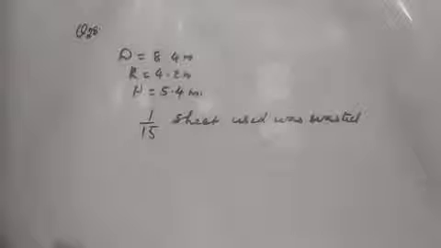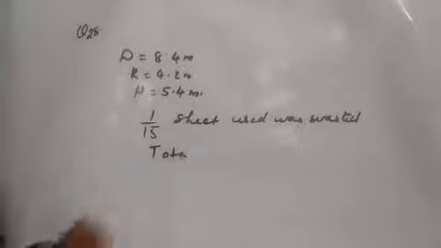What is the area of the sheet required? Yes, we have to find the total surface area of the cylinder plus that 1/15 of the total surface area that was wasted while making the cylinder. So let us calculate the total surface area of the sheet first. Total surface area.